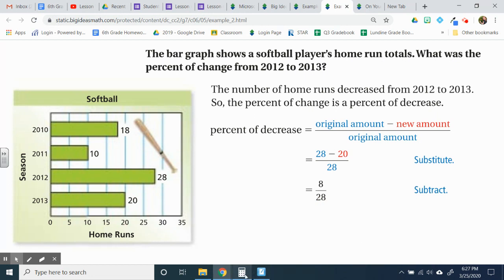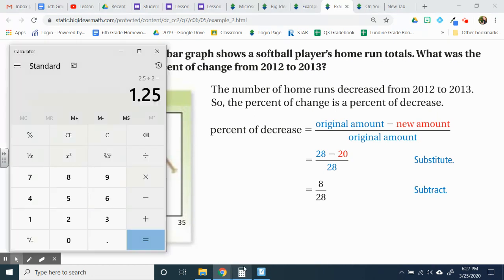So now I have to divide it. So I'm going to pull my calculator back out. And I'm going to do 8 divided by 28. And that gives us quite an impressive decimal. Now we know that we're going to take the decimal point and move it 2 times. So it'd be right here where my little cursor is.